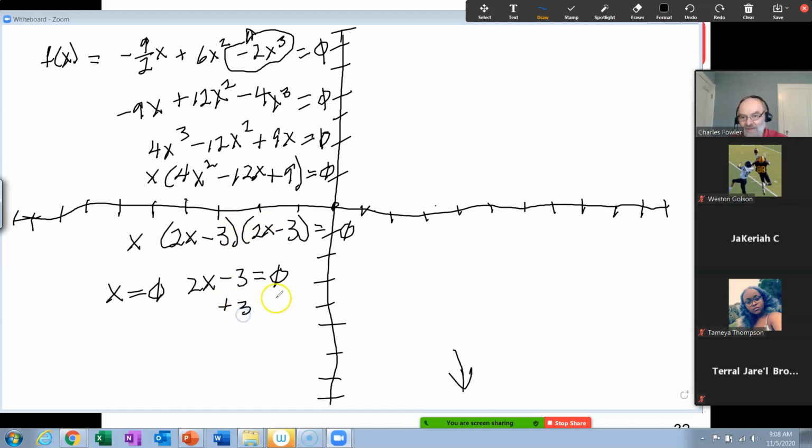Add 3 to both sides, and you get 2x, because these add to 0, is equal to 3. So x is equal to, divide both sides by 2, and the 2's divide away, x is equal to 3/2. 3/2 is 1 1/2. So there's your other zero. But that now, folks, is a double zero because it's 2x minus 3 times 2x minus 3.